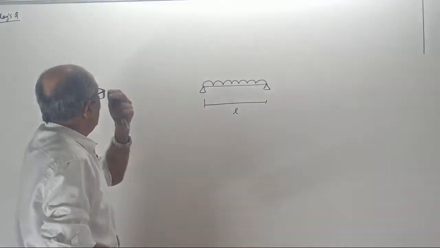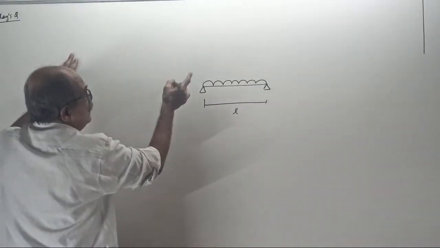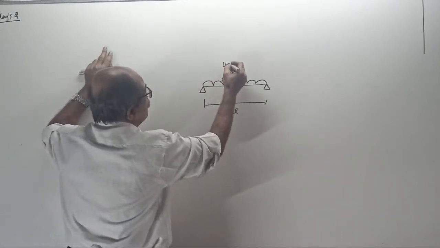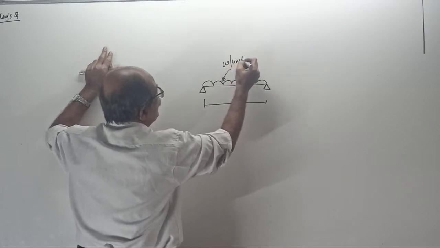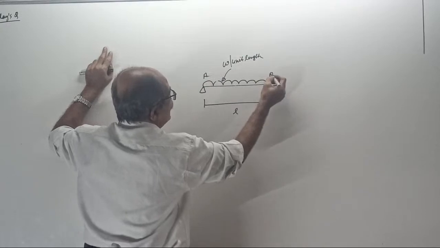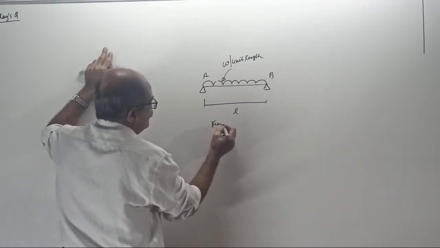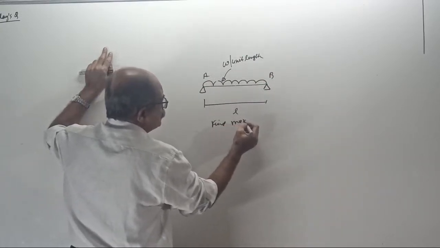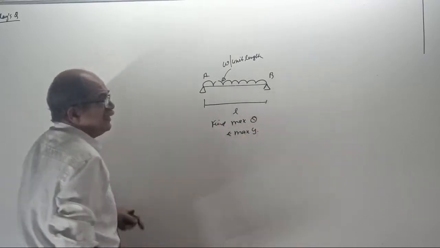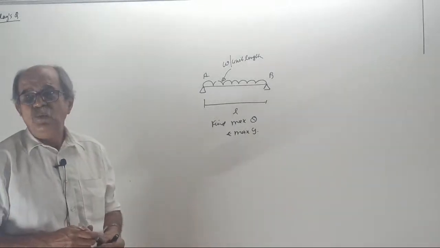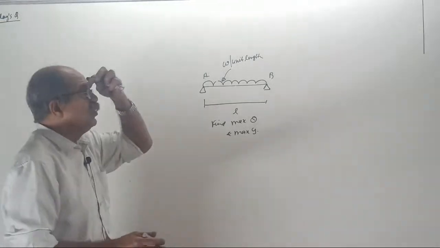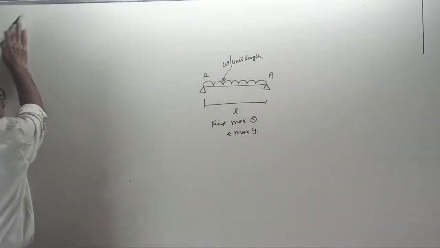Very important, underline that one: loaded by UDL over entire span. Intensity is w per unit length. I will call the beam AB, span L. Find maximum slope theta and maximum deflection. Then I will go to the next question, a numerical, where I will tell you some very important concept. Okay, start. First, make a note. Neatly put the beam. Start solution now.